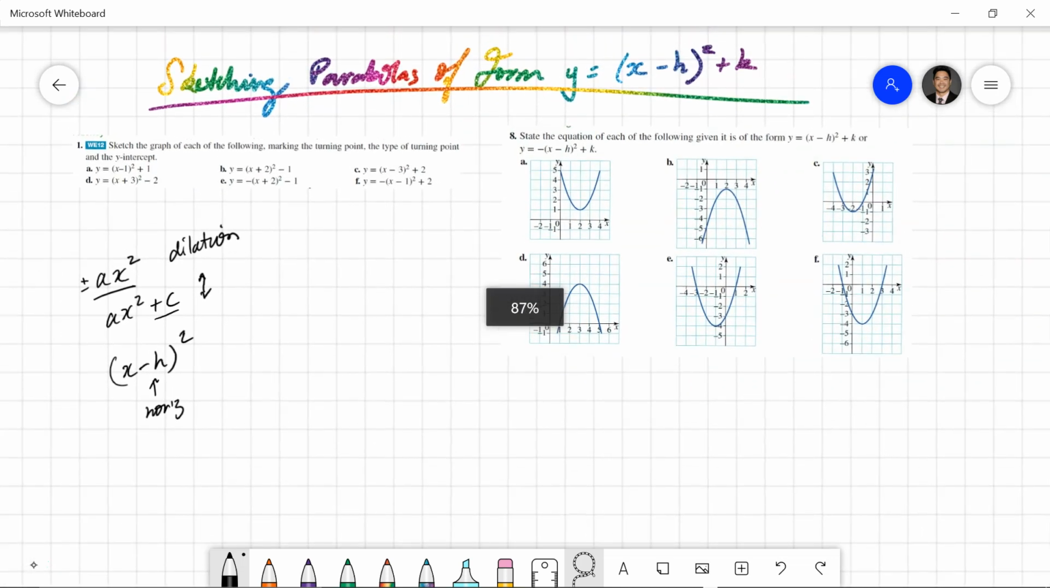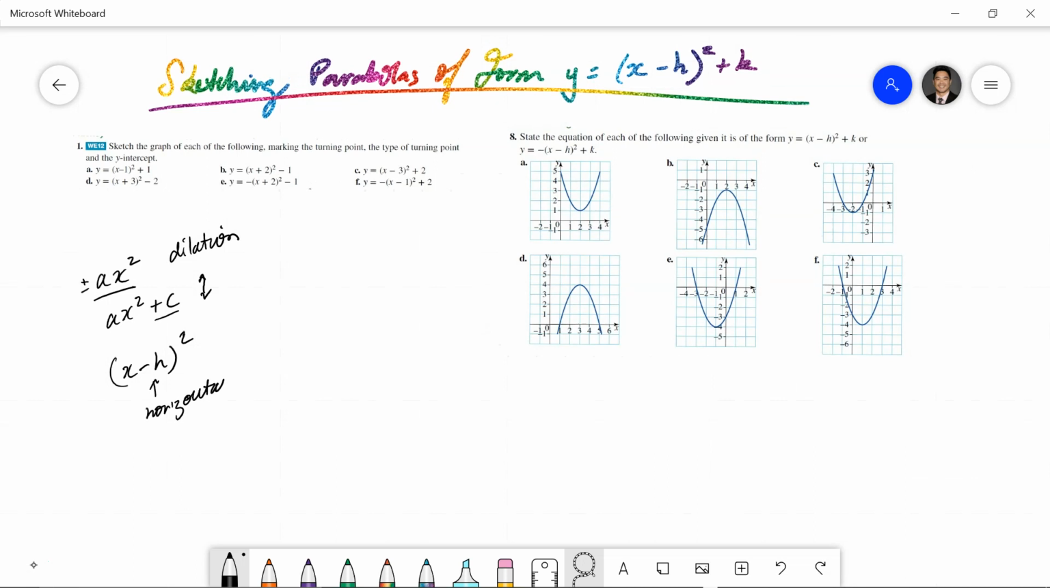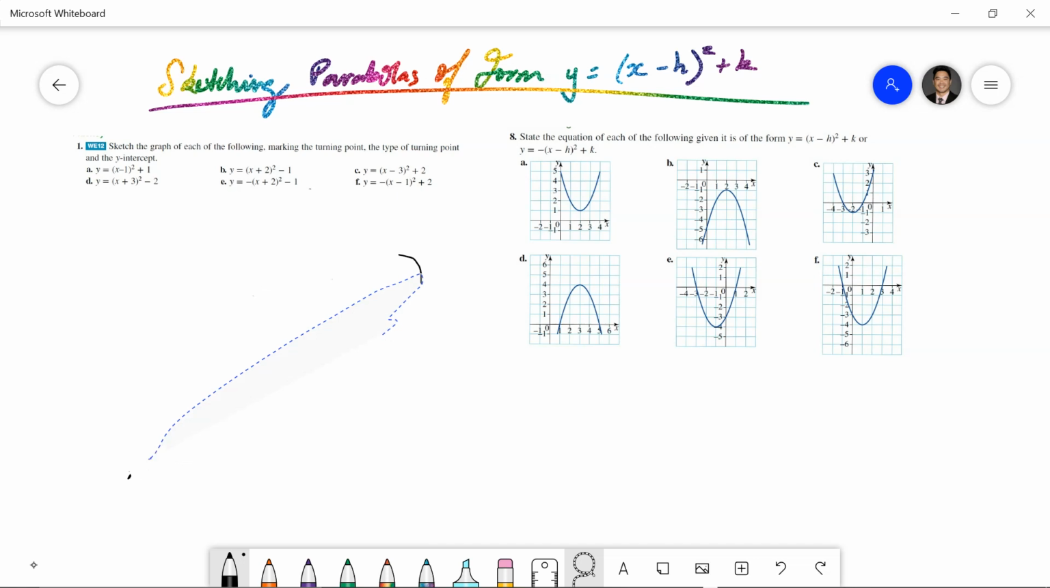Let's bring this back here. So horizontal translation, so it moves it left or right. It's also the axis of symmetry, and it is also the x value of your turning point. Okay, so now we're going to add the value k to the whole mix of things, and we'll see what that does. So let's get into it.